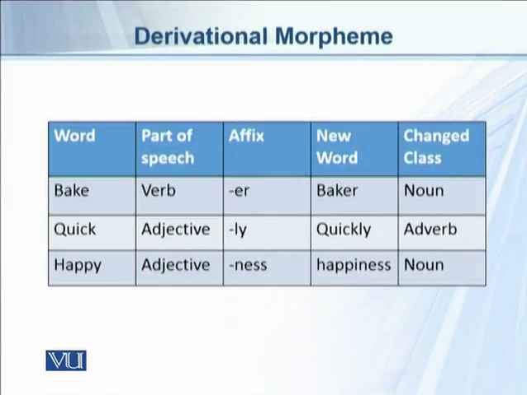For example, if we have a word bake, it's a verb, right? So we add an affix which is er, and we get a new word, baker, and it is a noun. So we have a change from verb to noun by adding a derivational morpheme. Similarly, if we have quick, which is an adjective, we add ly to it and it becomes quickly. Now it's an adverb. We again have an example of happy, which is an adjective. We add ness to it and we get happiness, which is a noun.